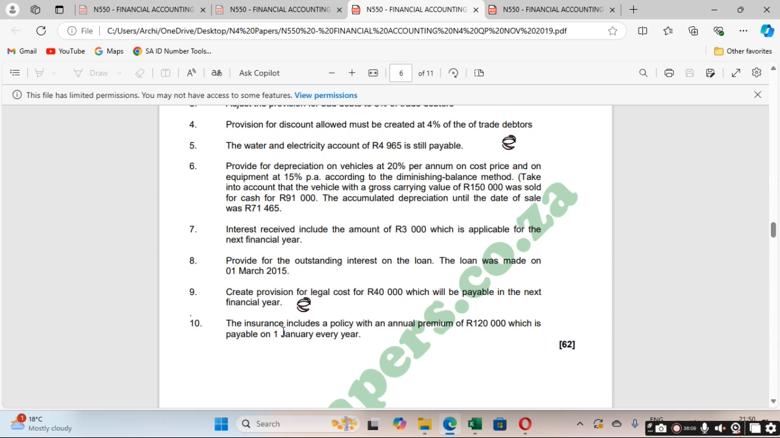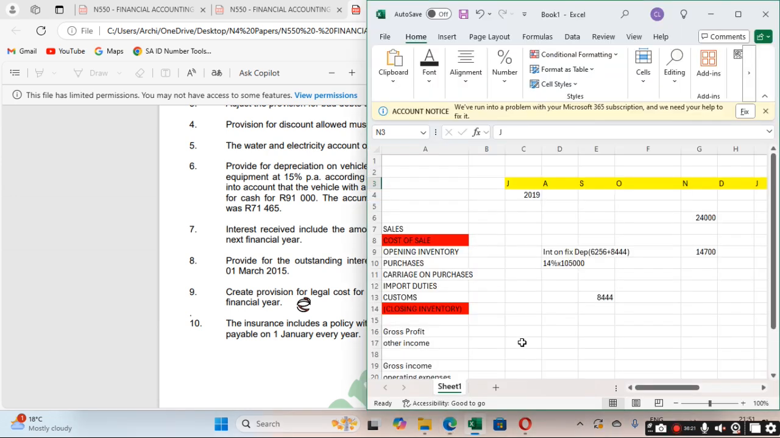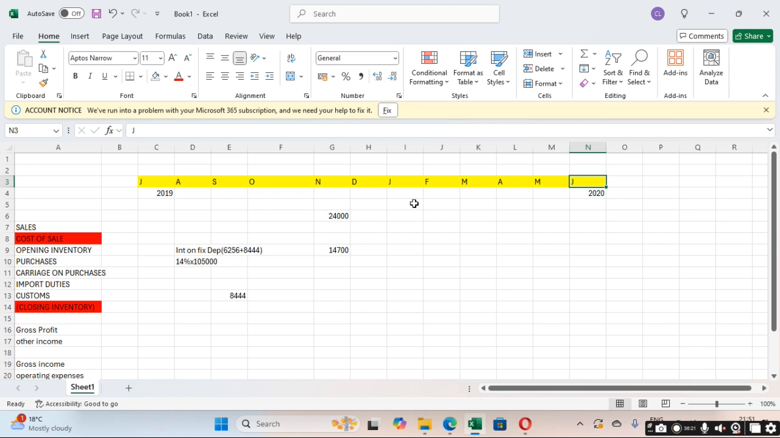So if I am to give you a quick run up of what you need to do here, simple, straightforward, they say annual premium of 120, payable 1 January. So every year on January, we're paying 120. So this 120 in this financial period, every year. So if this amount is paid every year, let me see.